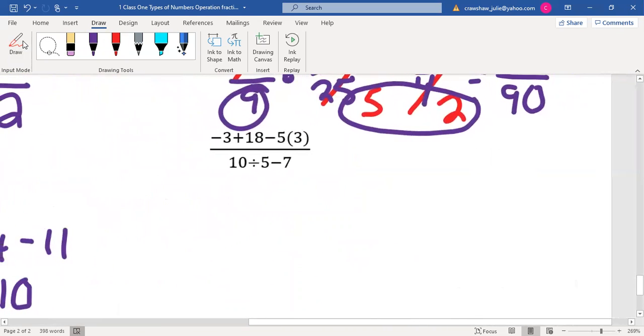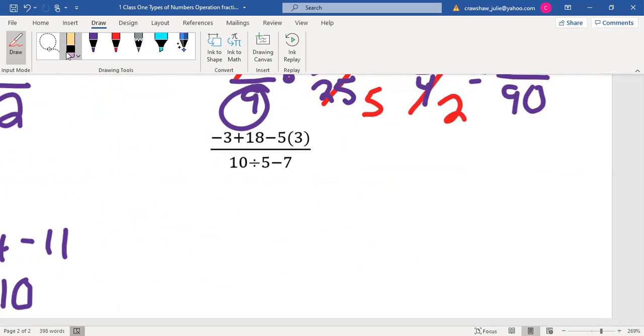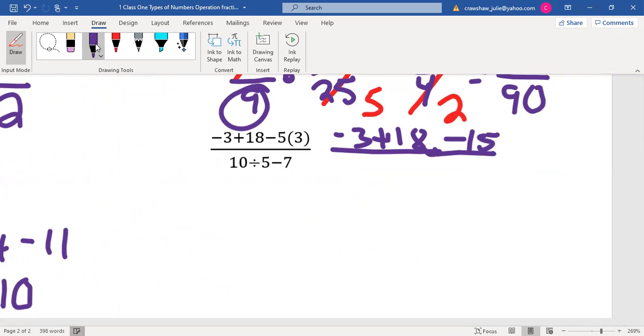Over here I have a rational expression, an expression that's in fractional form. So I'm going to do everything in the numerator. My multiplication needs to be done first. So my negative 3 plus 18 just tags along, and 5 times 3 is going to be 15. Now negative 3 plus 18 is going to give me a 15, and I still have minus 15. So my numerator simplifies down to 0. 15 minus 15 is 0.